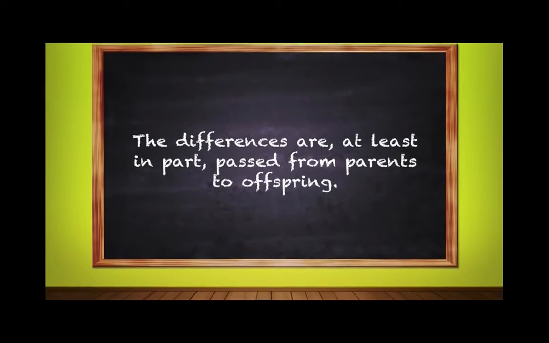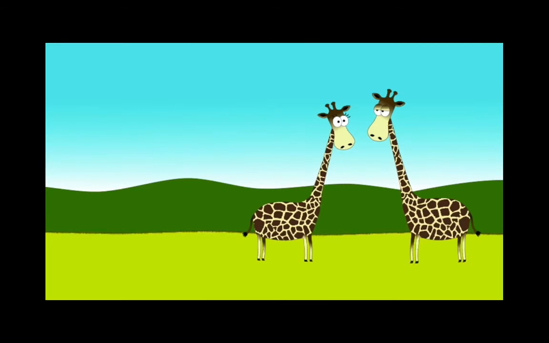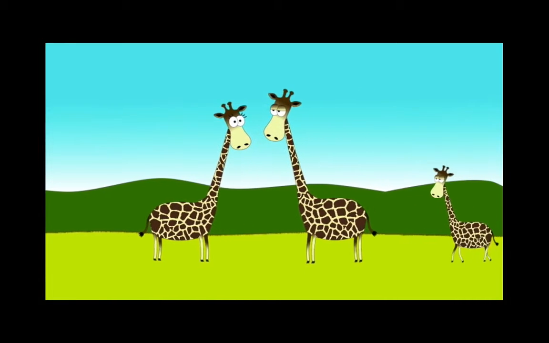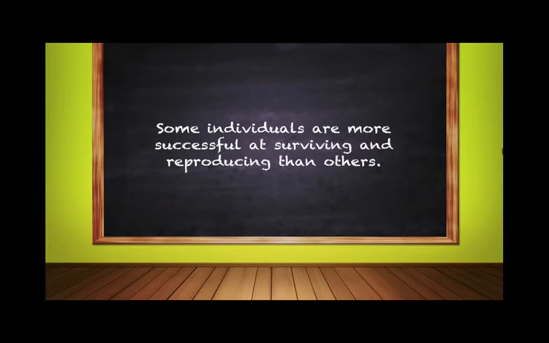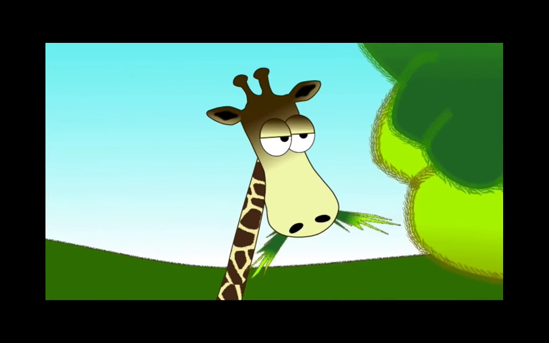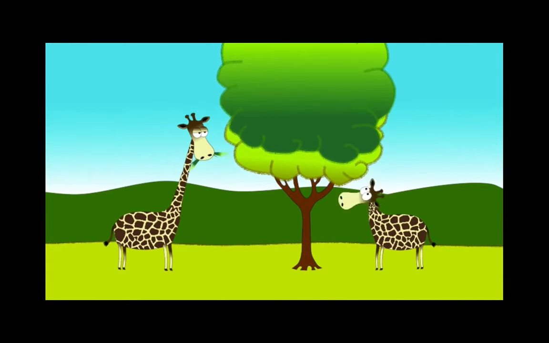Condition number 2. The differences are, at least in part, passed from parents to offspring. Darwin's descent with modification is the idea that offspring are fairly similar to their parents, with some genetic differences. Condition number 3. Some individuals are more successful at surviving and reproducing than others. In the case of our giraffes, the long neck individual did not acquire its neck by stretching to grab the leaves. Instead, individuals within the population were born with a neck length that was longer than others. Because the longer neck allowed them to reach the food that was otherwise unattainable, it gave them an advantage.